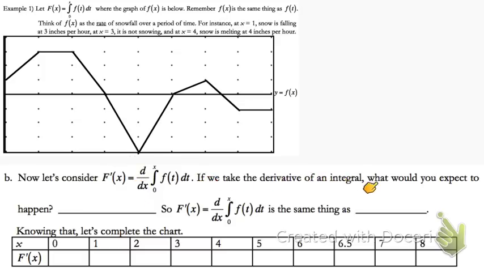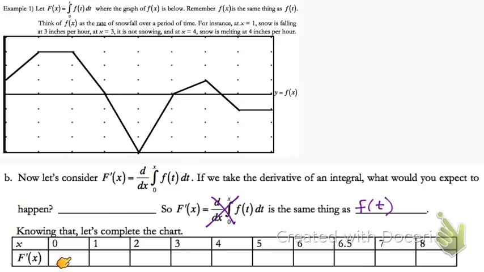It says, if we take the derivative of an integral, what would you expect to happen? And I hope that what you would expect to happen, since they're opposites or inverses of each other, is that they cancel each other out, essentially. So f prime of x equaling d dx of this integral from 0 to x of f of t dt. And again, with the notion that integrals and derivatives are inverse operations, meaning that they undo each other, we would say it's the same thing as f of t. So the derivative of an integral is the function inside of the integral. So notice that when I take the derivative of this integral, they are inverse operations, they undo each other, therefore I'm just left with f of t, the function inside of the integral.